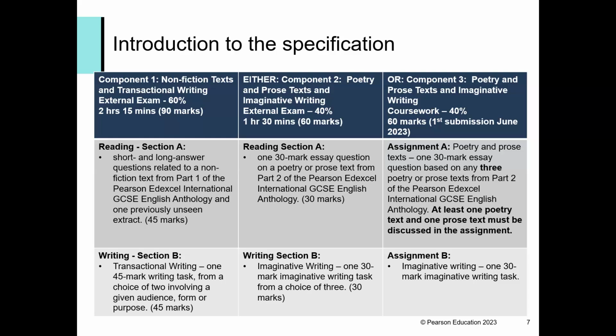If you choose the coursework components, again, it's poetry and prose text and imaginative writing. Assignment A is a 30 mark essay question based on 3 texts, poetry or prose, but they have to study at least 1 poetry and at least 1 prose they have to discuss in that essay. So they're looking at 3 extracts from the anthology text. And then again, assignment B is a 30 mark imaginative writing task. So that's how the qualification is put together.